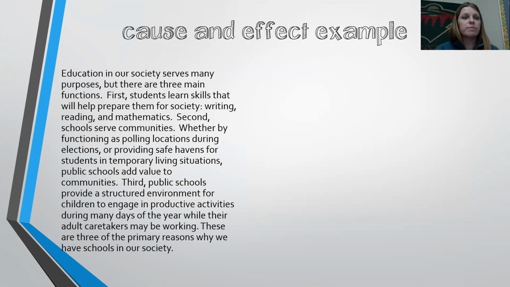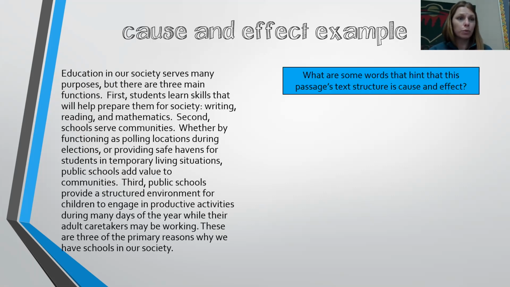Education in our society serves many purposes, but there are 3 main functions. First, students learn skills that will help prepare them for society, writing, reading, and mathematics. Second, schools serve communities, whether by functioning as polling locations during elections or providing safe havens for students in temporary living situations. Public schools add value to communities. Third, public schools provide a structured environment for children to engage in productive activities during many days of the year while adult caretakers might be working. These are the 3 primary reasons why we have schools in our society.